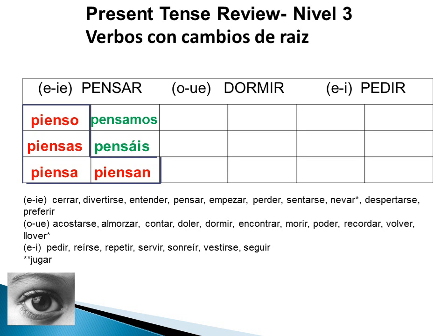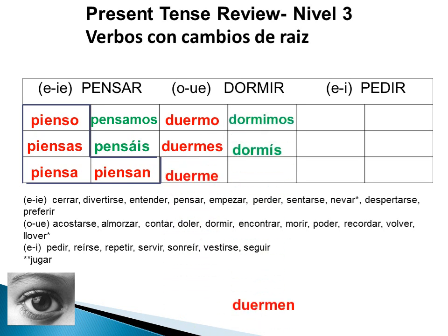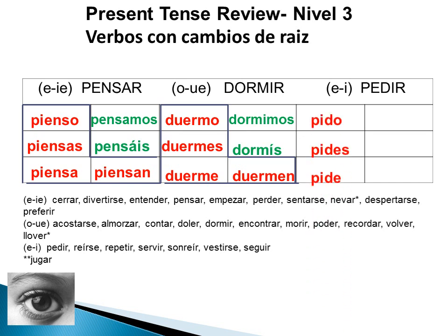I'll get on that. Next, we have dormir. It's an O to UE stem changer. Duermo, duermes, duerme, dormimos, dormís, duermen, and once again there's my boot. Notice that outside the boot everything is green because it has no stem change. Inside the boot we made them red so you can see clearly where the stem change occurs. And again, that one's an IR verb, so we had all the IR endings. Pedir, pido, pides, pide, pedimos, pedís, piden. There's our boot. And notice that one is an E to I stem changer, so it only changes one letter.